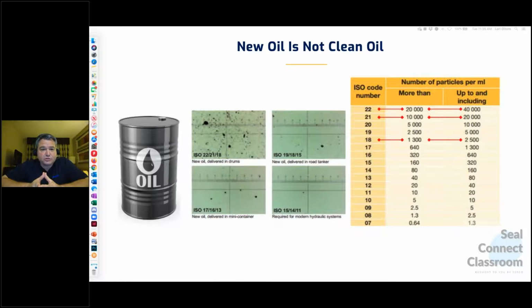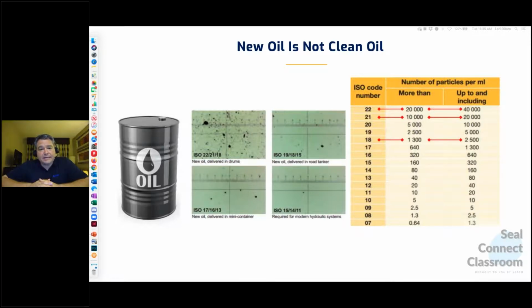What's interesting is when you start looking at a new barrel that comes in, those are going to be up there in the high 20s. So you're going to have 22, 23, 21. You're talking somewhere between 20 and 40,000. It's not uncommon to see even more than 40,000, sometimes up to 80,000 particles floating around in that barrel.